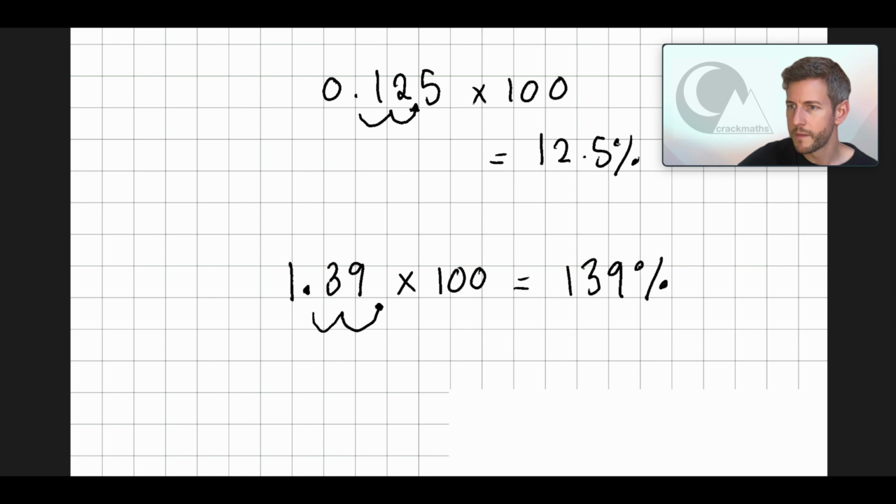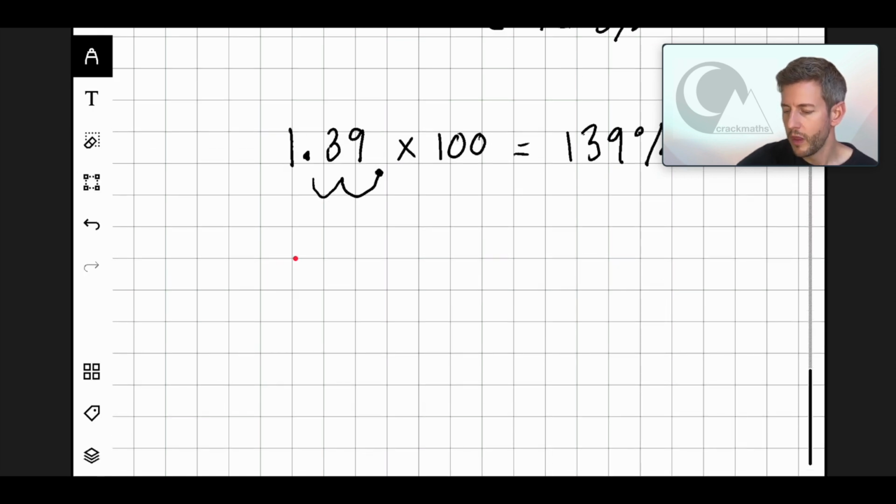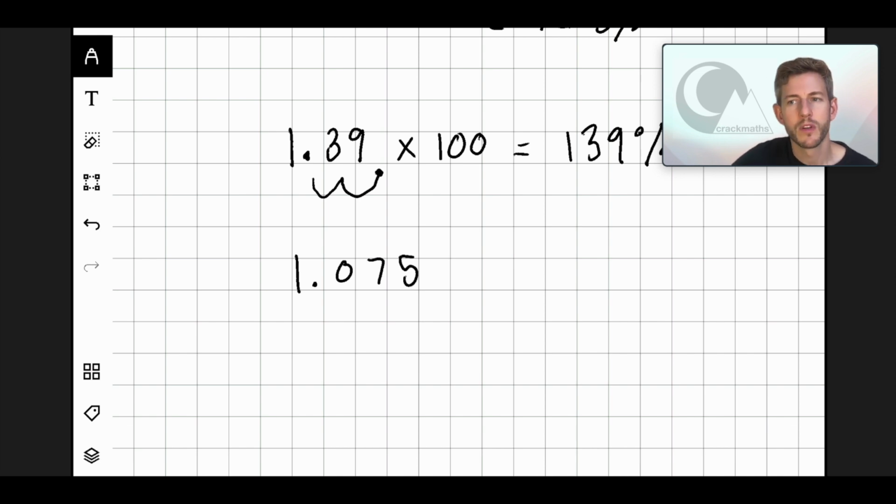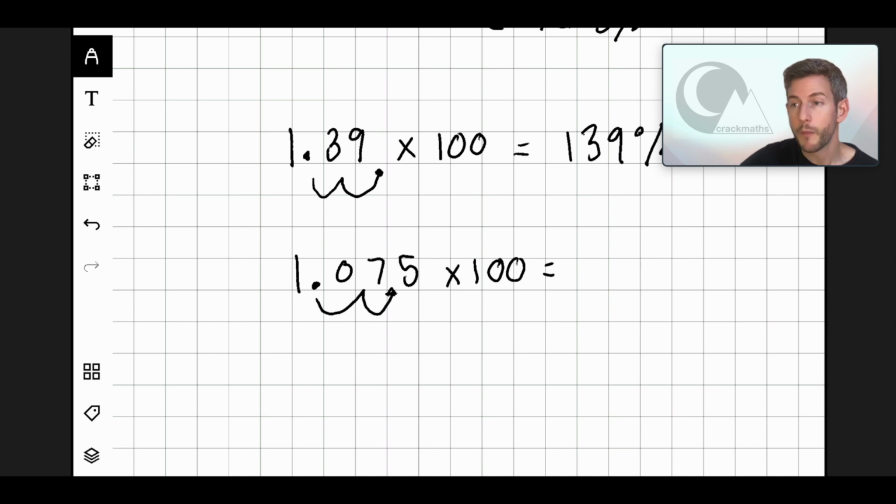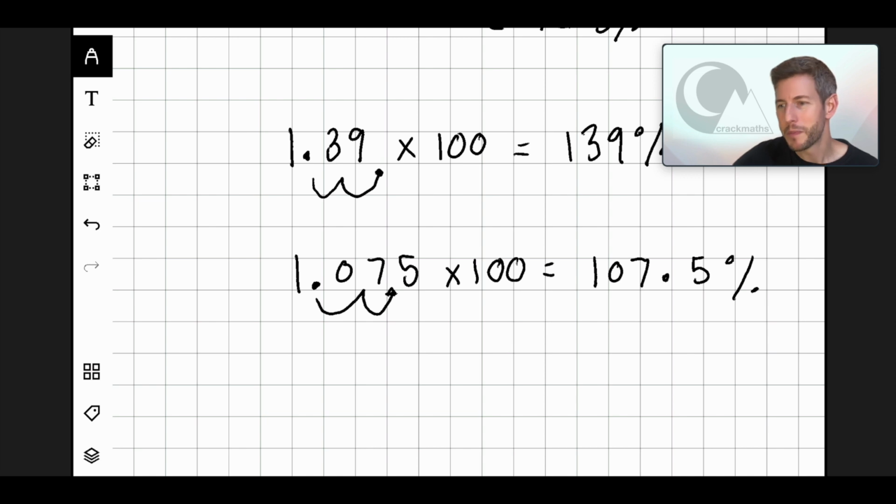Okay, one more time. Let's go for 1.075. Okay, we want to convert 1.075 into a percentage, so we times it by 100, which means we move the decimal place twice, so it's going to go once, twice, and we're going to end up with 107.5%. Okay, it's always important to take extra care when there's a zero there, because it's often confusing.